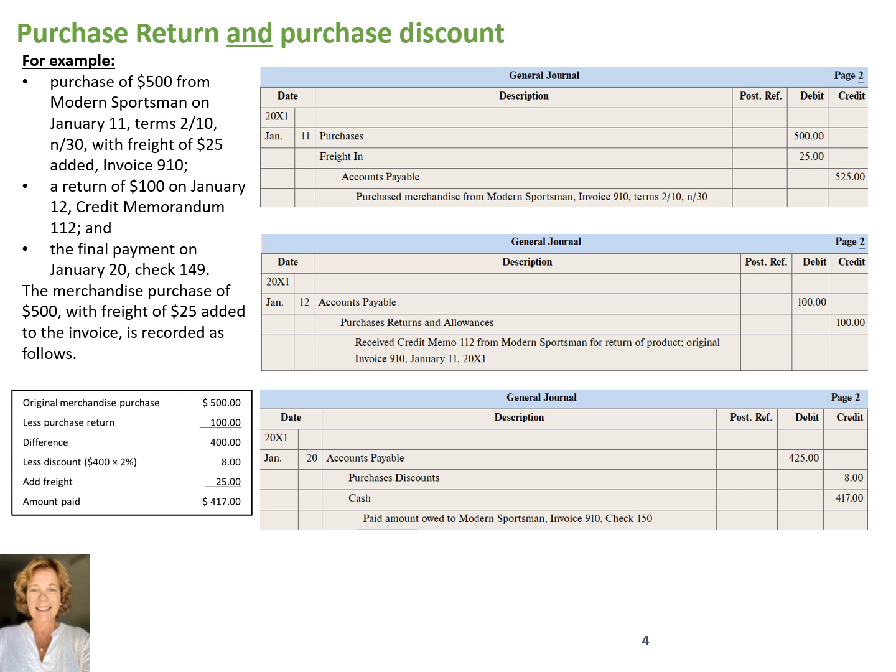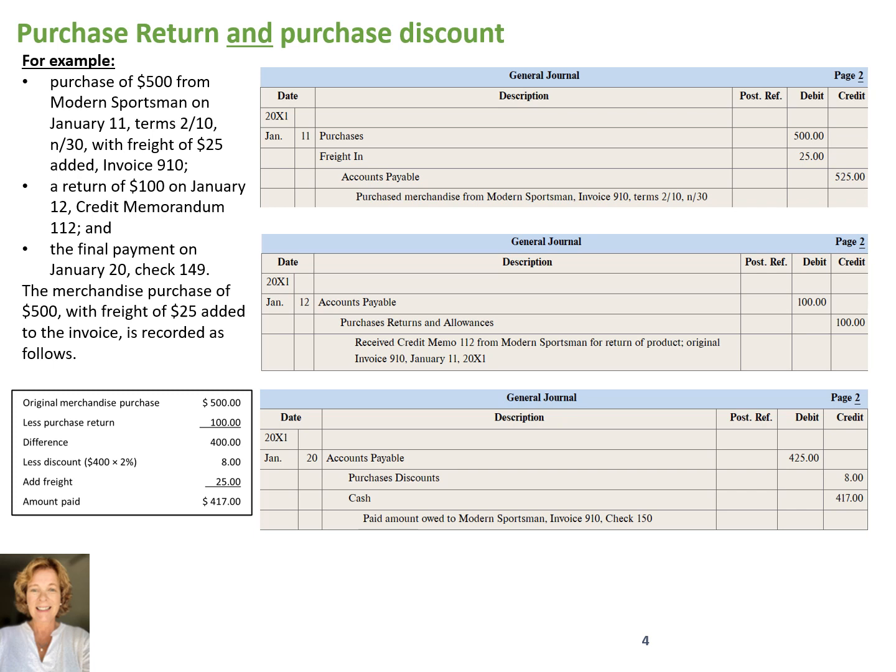If there's a purchase return processed within the discount period, the buyer is entitled to take the cash discount only on the balance owed after the return. For example, a purchase of $500 from Modern Sportsman on January 11th, terms 2/10, net 30, with freight of $25 added on the invoice. A return of $100 on January 12th with credit memo 112, and the final payment on January 20th, check 149.